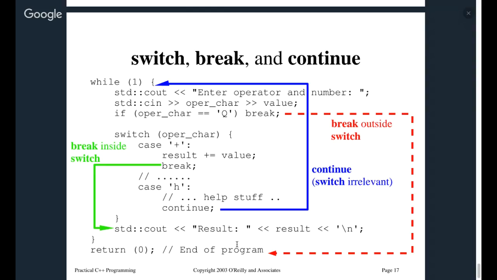If it's not a Q, it's going to go to the switch and determine whether it's a plus or an H for help. The plus is going to increment the result value. The H is going to print some comment or some information to help the user.